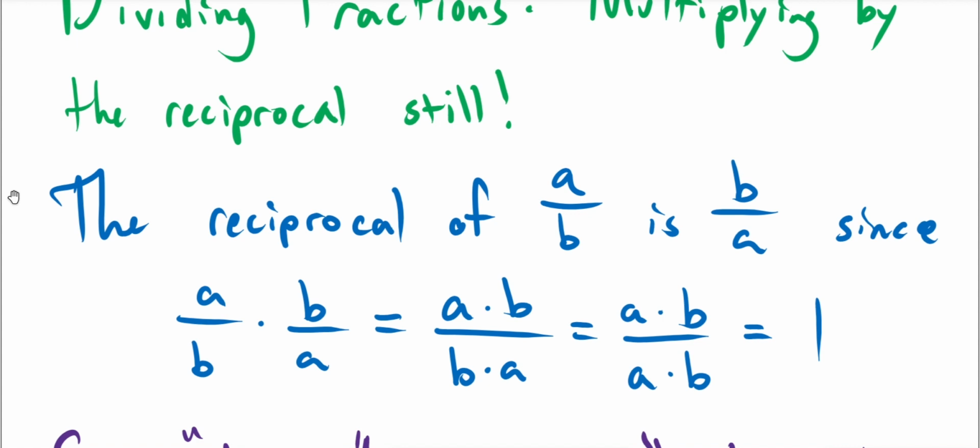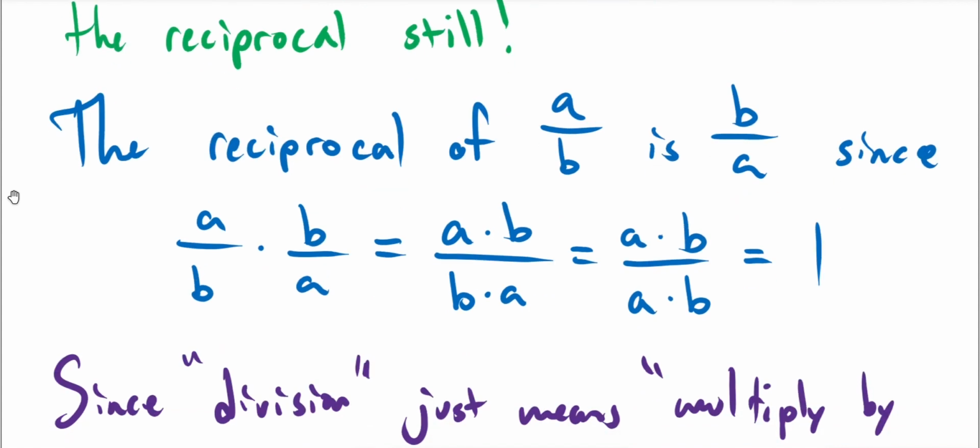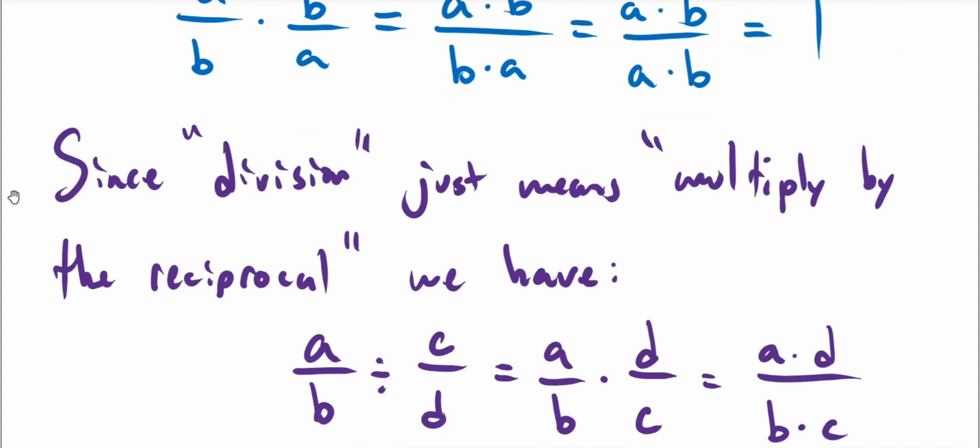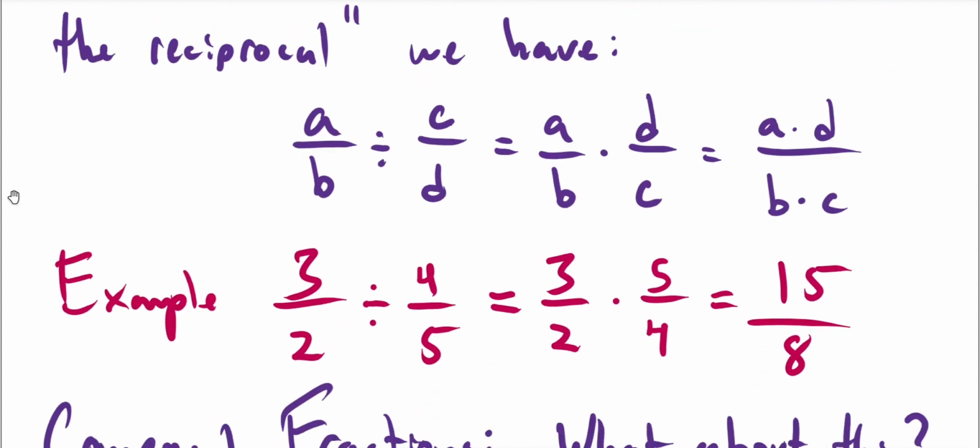This is your keep, change, flip rule. Because if I multiply those two numbers together, a over b and b over a, well, you get 1. You get a times b on the top, you get b times a on the bottom. Those are, of course, the same thing, and like over like gives me 1. So now that we found the reciprocal of a over b, we could say what it would be to divide by a over b. We would just be multiplying by its reciprocal. So for example, if I take a over b and I want to divide it by c over d, then I just take c over d and I flip it. I take its reciprocal and I multiply by that. And this gives us a times d over b times c.